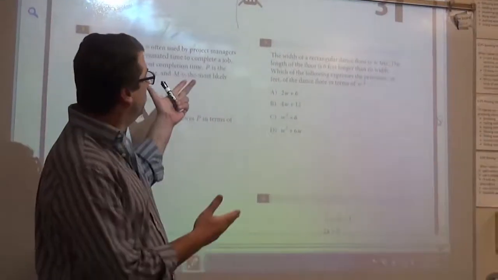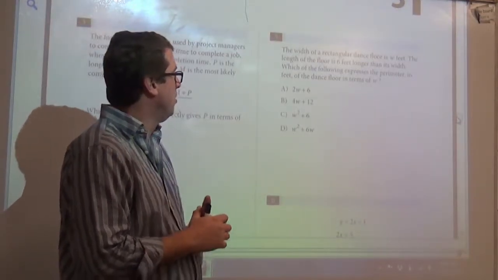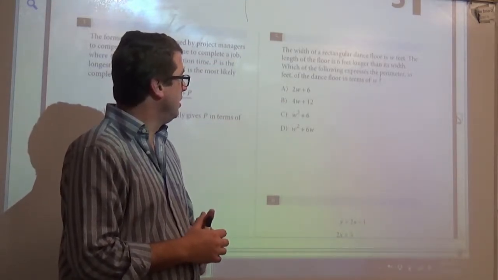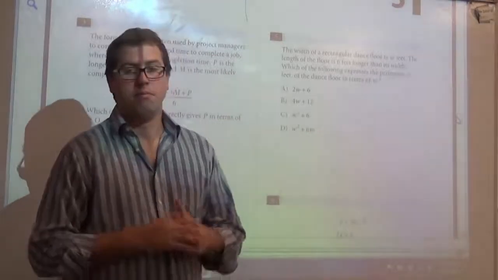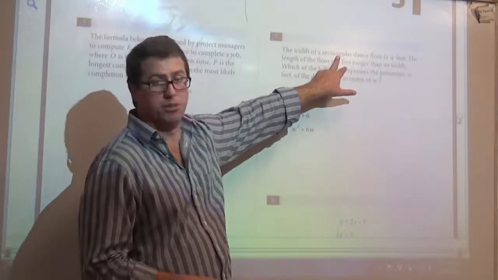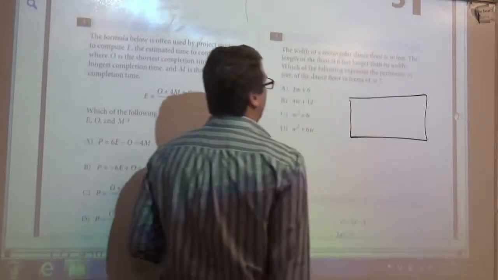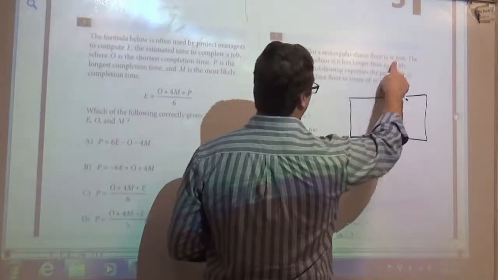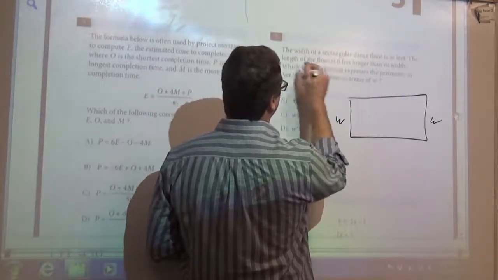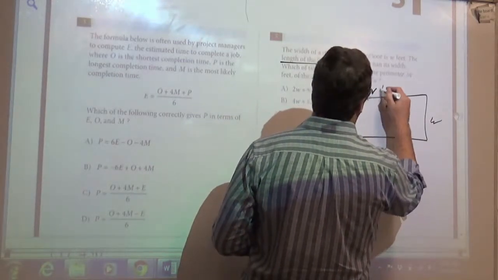Alright, number 5. The width of a rectangular dance floor is W feet. The length of the floor is 6 feet longer than its width. Which of the following expresses the perimeter in feet of the dance floor in terms of W? Every time you can draw it, you should draw it. So it's a rectangular dance floor. And my width is W. And my length is 6 feet longer than the W. So it's the width plus 6.